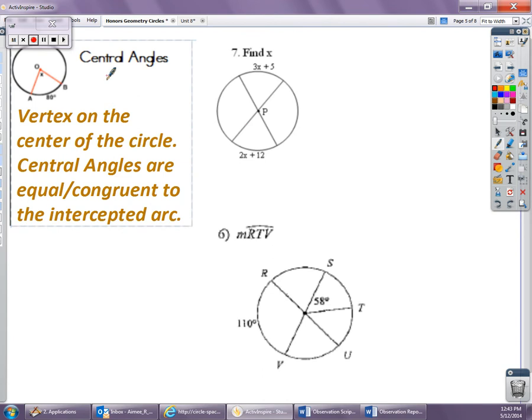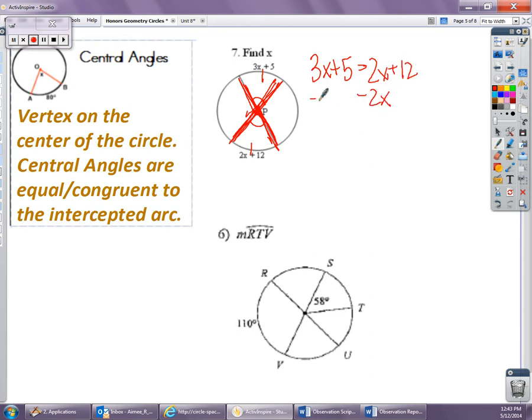The next thing we're going to look at is central angles. Whenever you have the vertex on the center of the circle, central angles are equal or congruent to the intercepted arc. So here's my vertex. Notice it's the vertex of this angle and it's the vertex of this angle. So therefore, the vertices of both of those angles are on the center. I also know that these two angles are congruent because they're vertical angles, which means that this arc is congruent to this arc. And again, all I do is set the expressions equal, and I solve them for x.